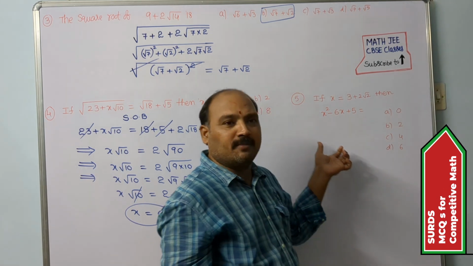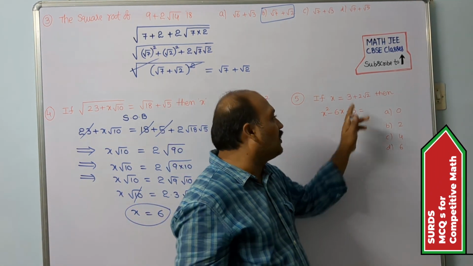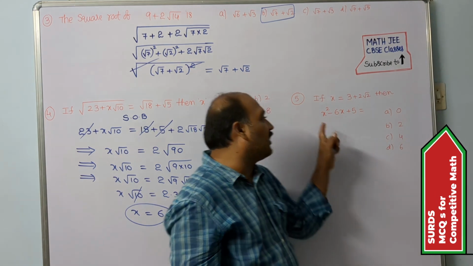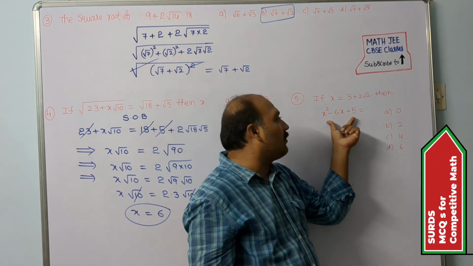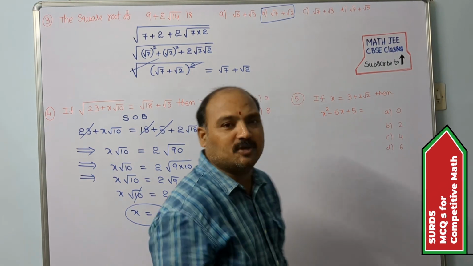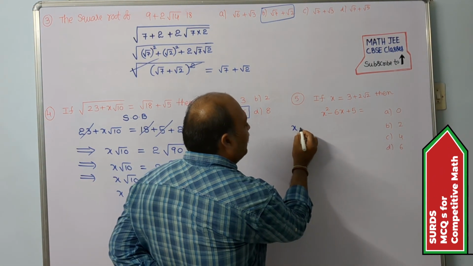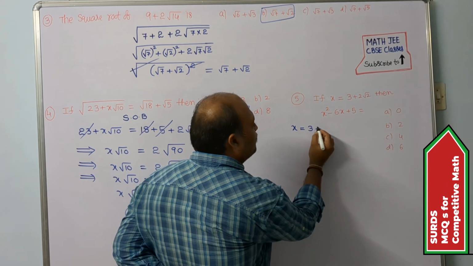Now come to question number 5. If x equal to 3 plus 2 root 2, then x square minus 6x plus 5 equals, among the options, which one is the right option? Now come to the question. The value is given as x equal to 3 plus 2 root 2.